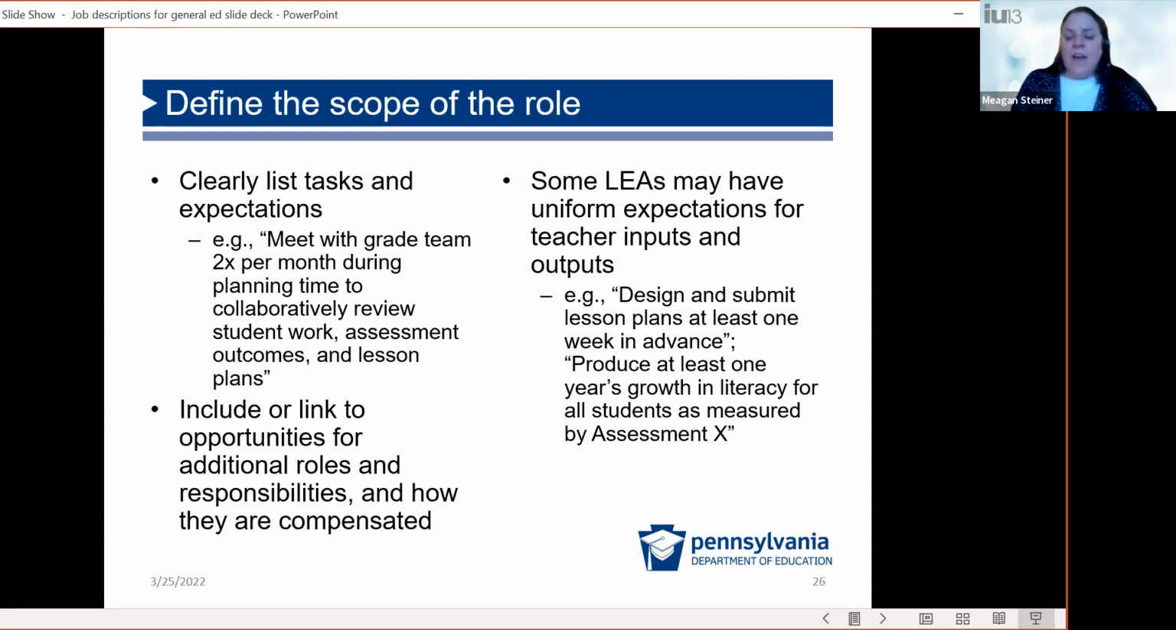Some LEAs may have and want to communicate uniform expectations for teacher inputs and outputs, like design and submit lesson plans at least 1 week in advance, or produce at least 1 year's growth in literacy for all students as measured by such and such district assessment.